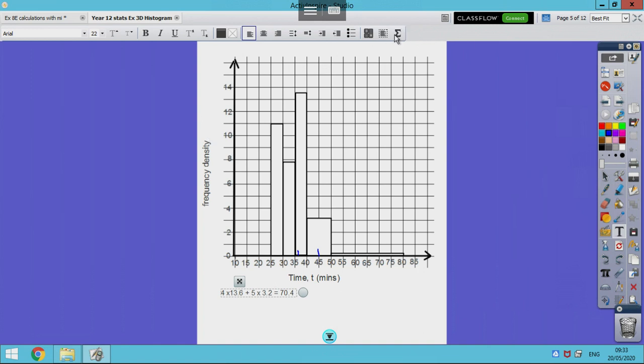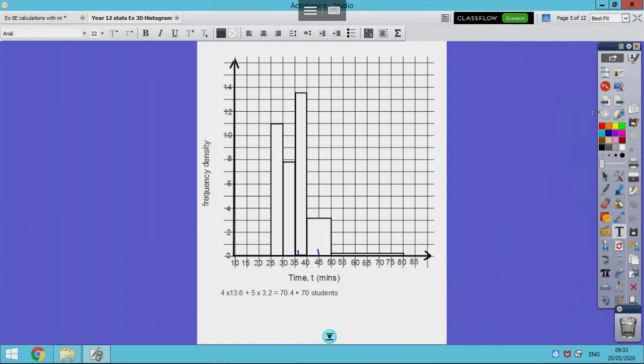my little squiggly equal sign. Do I have one? Oh yes, there we go, lovely, which is about 70 students, if we wanted to round it at the end there. Okay, so 70 students took between 36 and 45 minutes to do their homework.